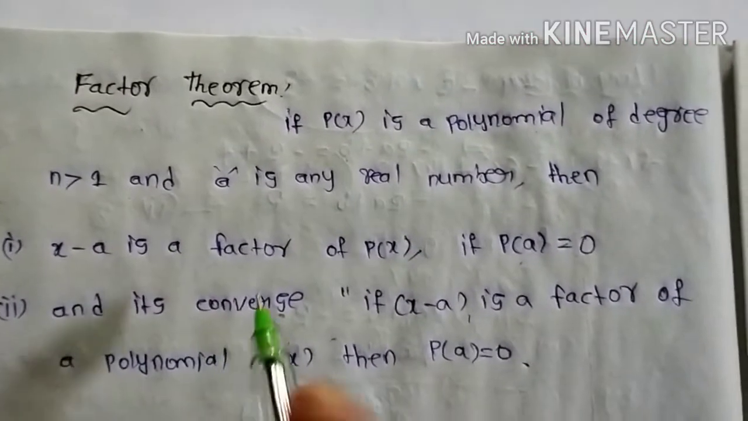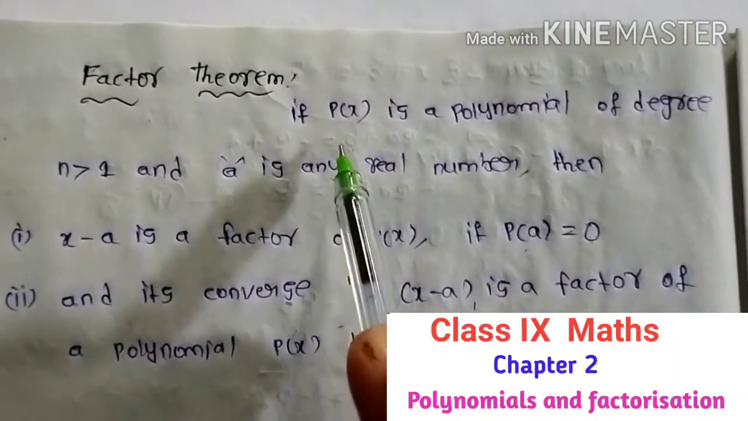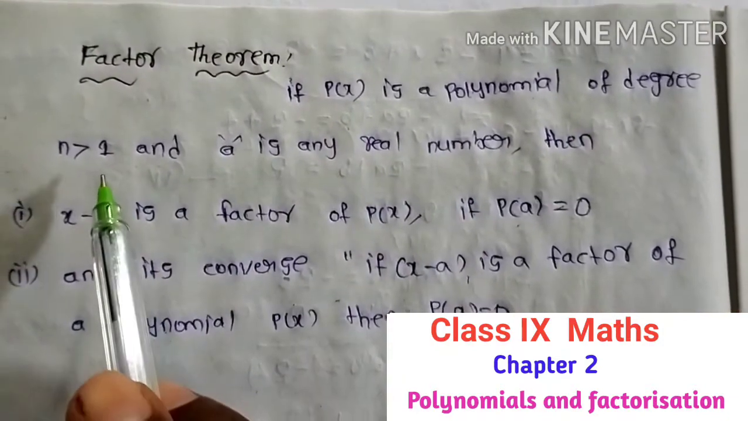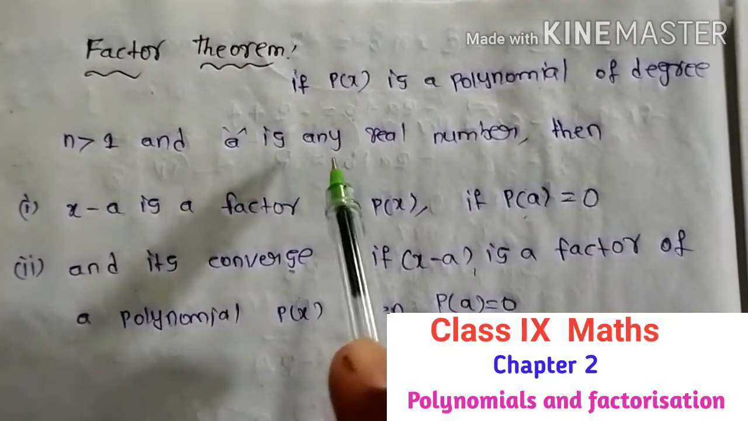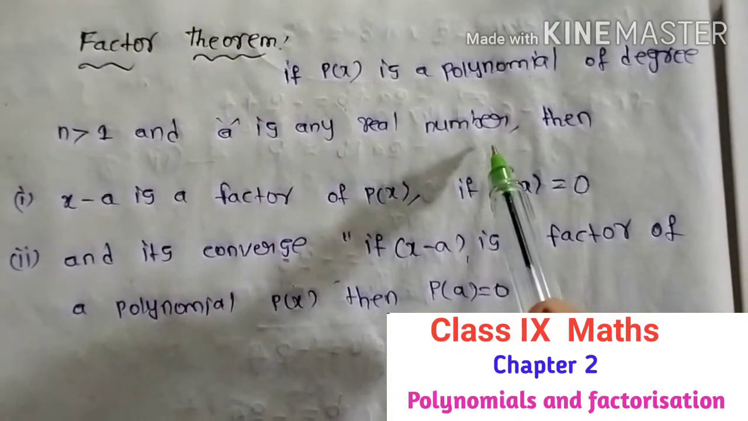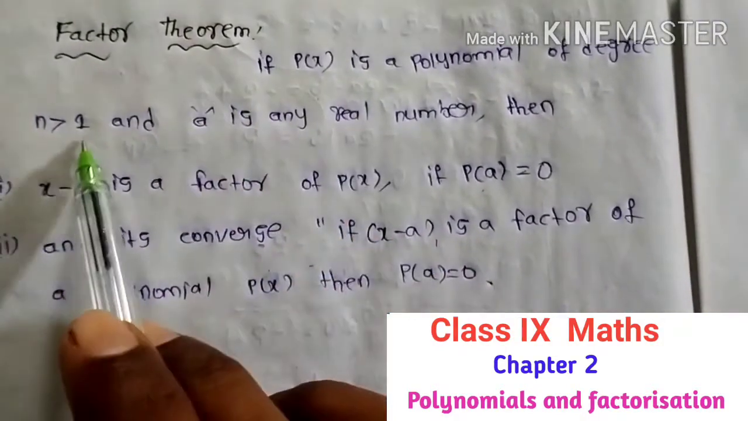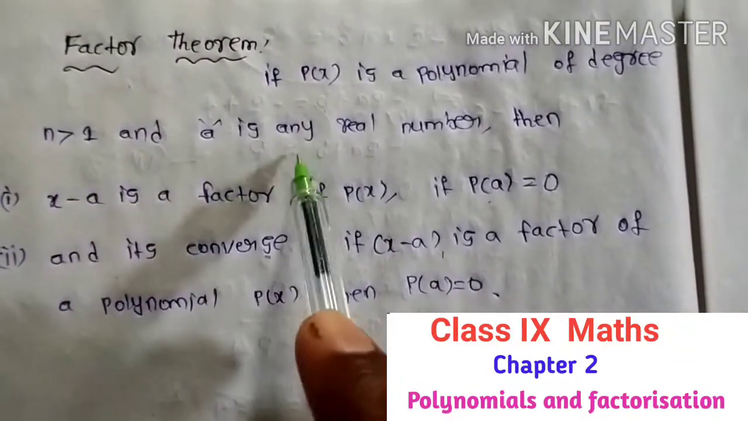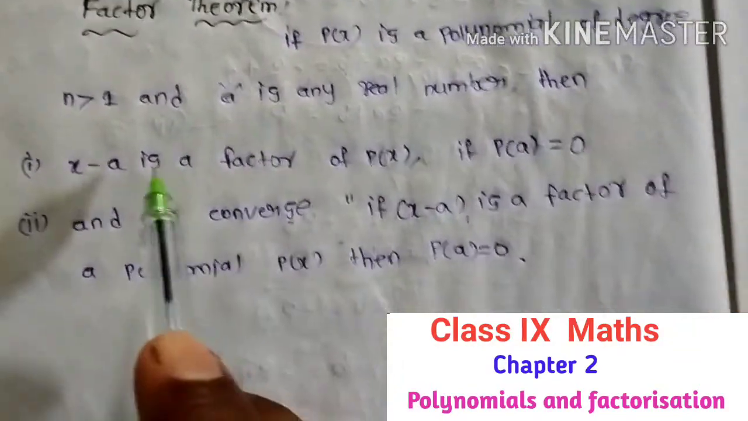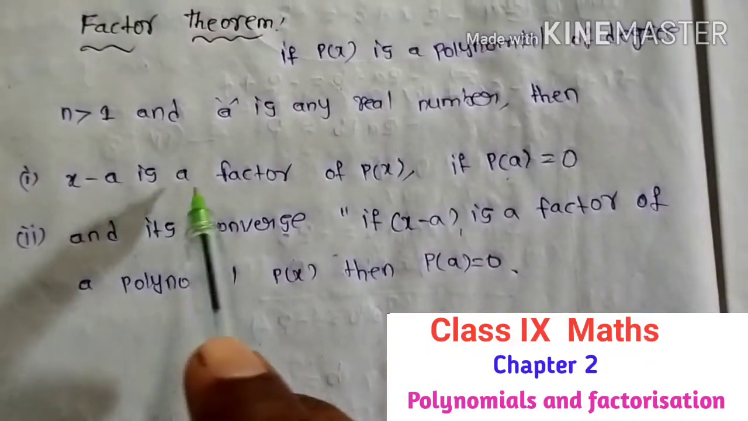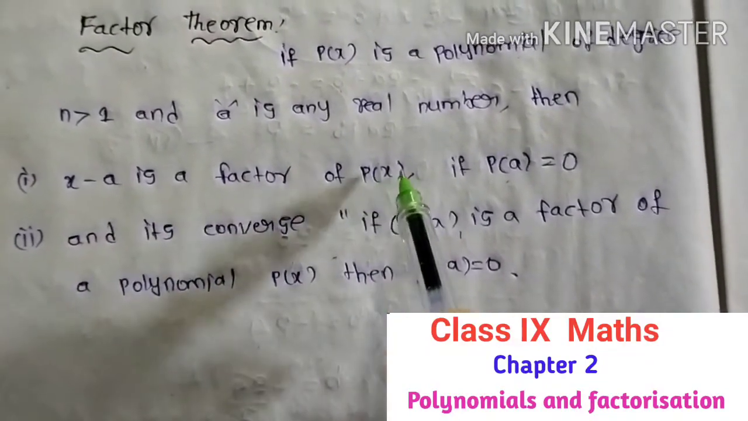We can see here the factor theorem. If p of x is a polynomial of degree n greater than or equal to 1 and a is any real number, then x minus a is a factor of p of x.